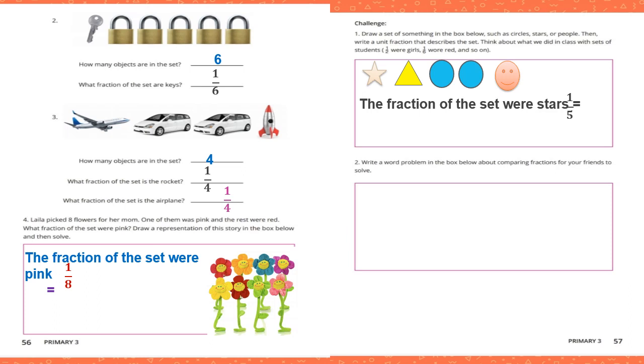Number 2, write a word problem in the box below about comparing fractions. You can do it by yourself. It's very easy. You can write as we did before. If we have one pizza and we divide it between 3 persons, and if we have another pizza and we divide it among 6 persons, so one third will be greater than one sixth.